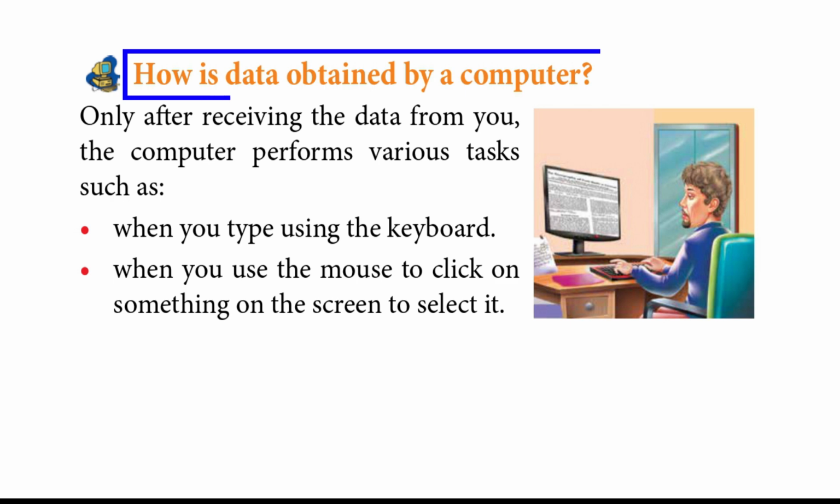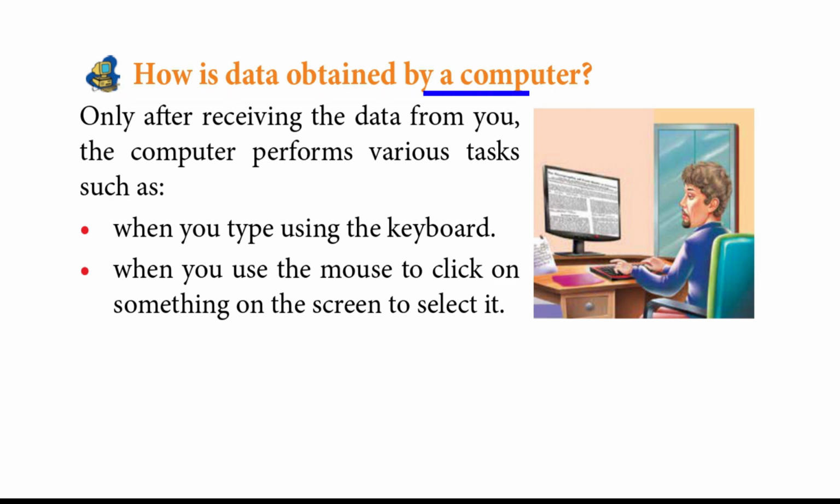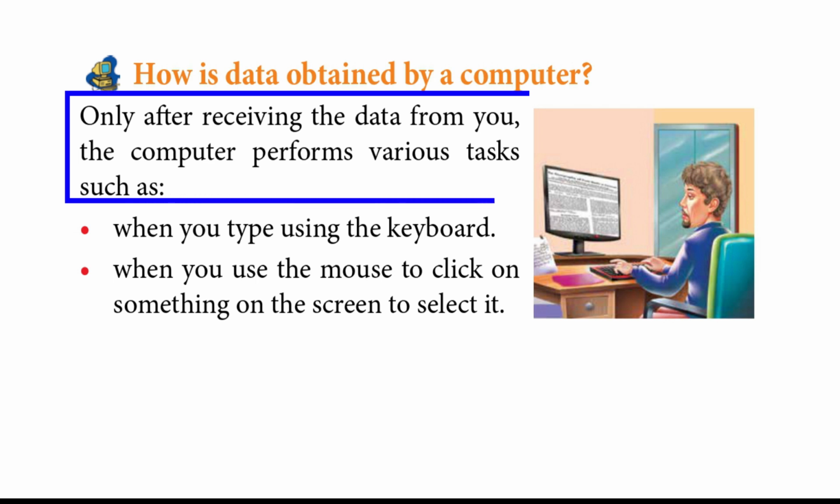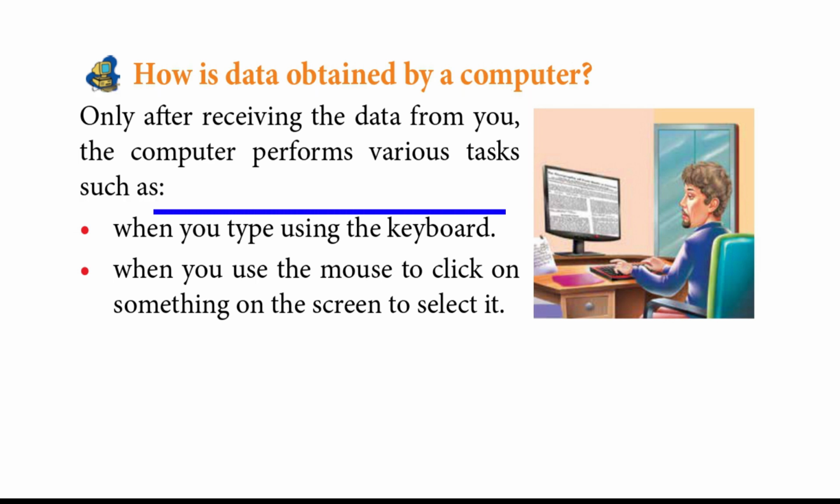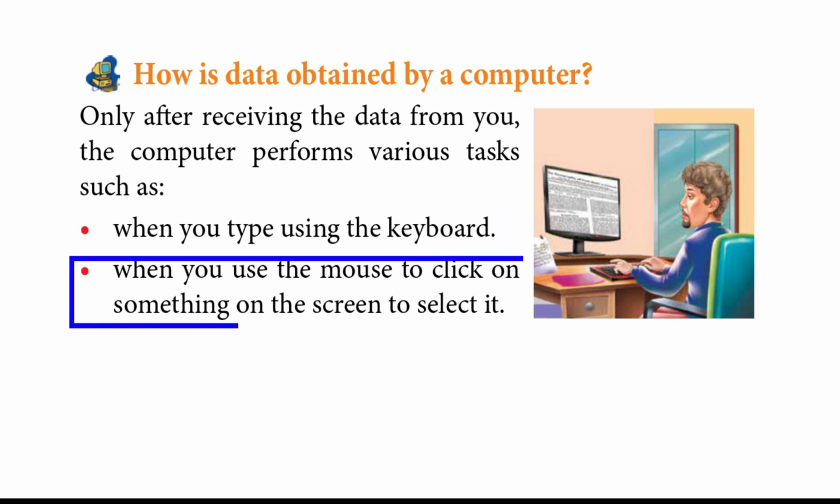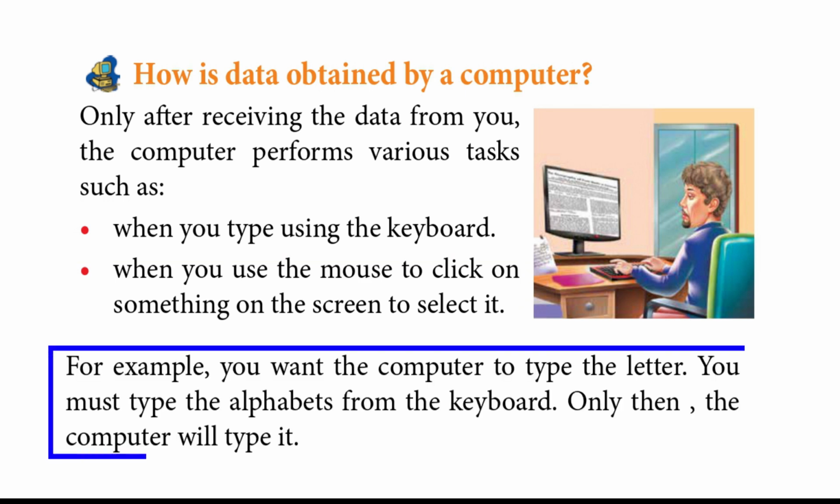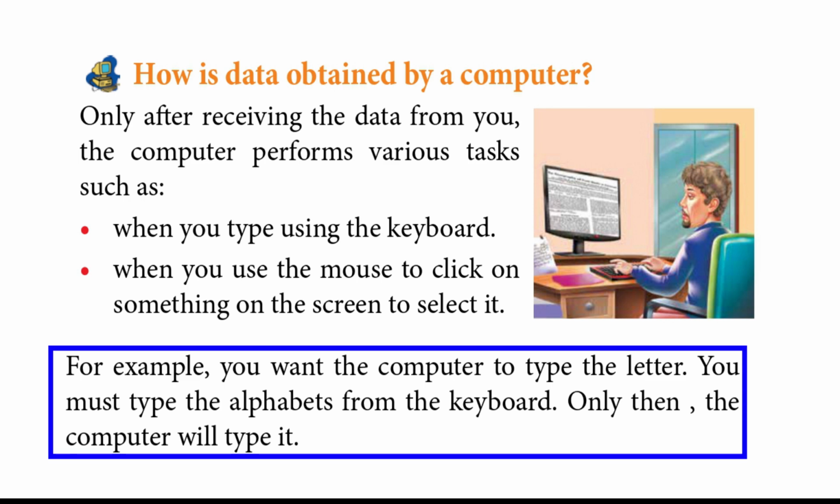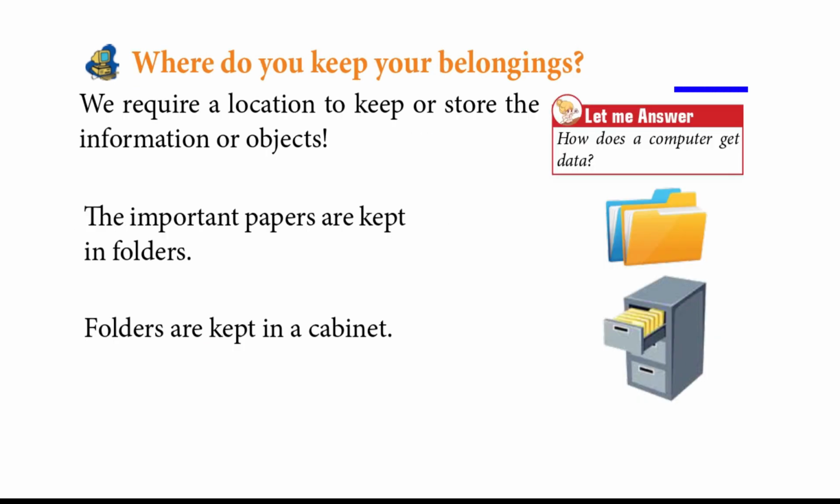How is data obtained by a computer? Only after receiving the data from you, the computer performs various tasks, such as when you type using the keyboard, or when you use the mouse to click on something on the screen to select it. For example, if you want the computer to type a letter, you must type the alphabets from the keyboard. Only then the computer will type it. Let me answer. How does a computer get data?